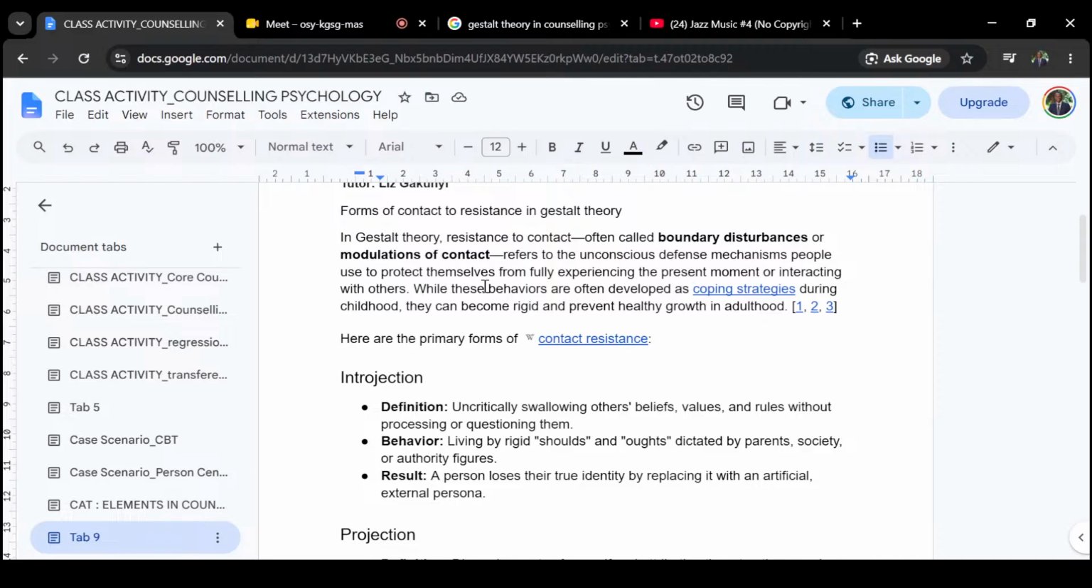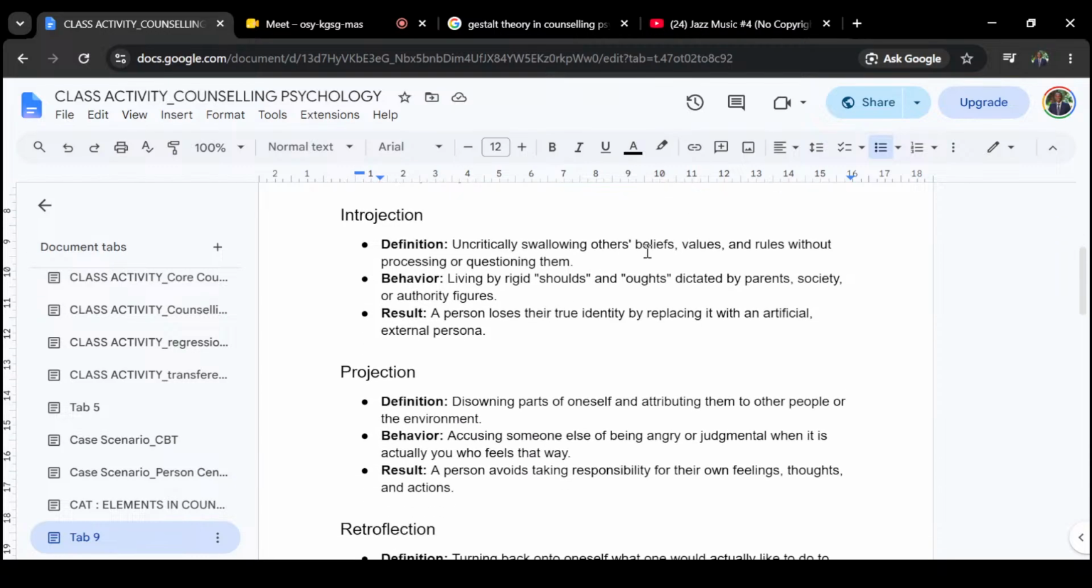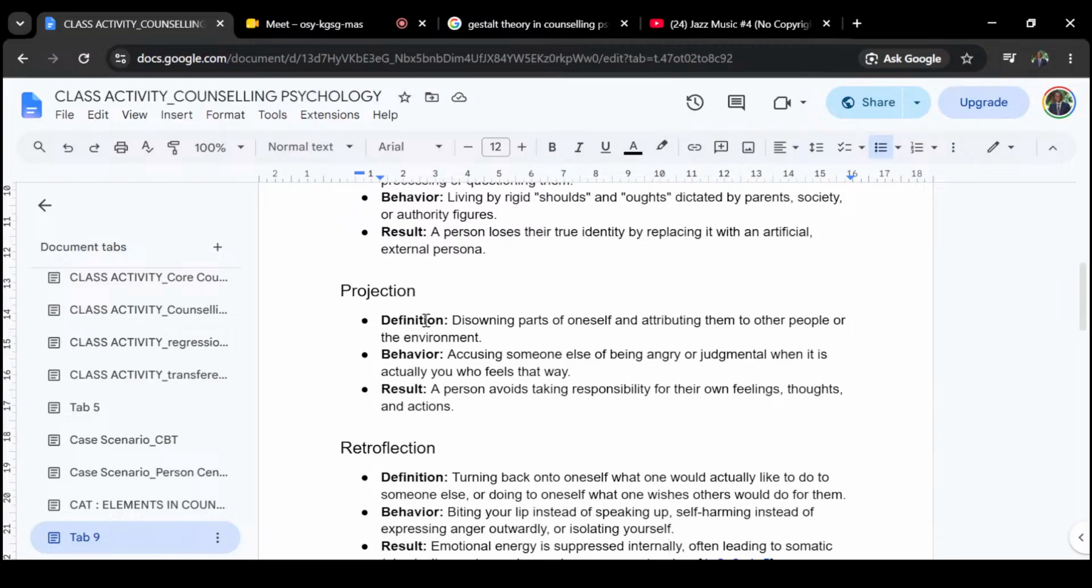Number two, the other form of contact resistance is projection. Definition is attributing one's own thoughts, feelings, and or motives to another person. The key idea is it's not me, it's you. Examples: a person who is angry accuses everyone else of being hostile. Someone who feels insecure believes others are judging them. The purpose is it reduces anxiety by shifting unwanted feelings onto others.